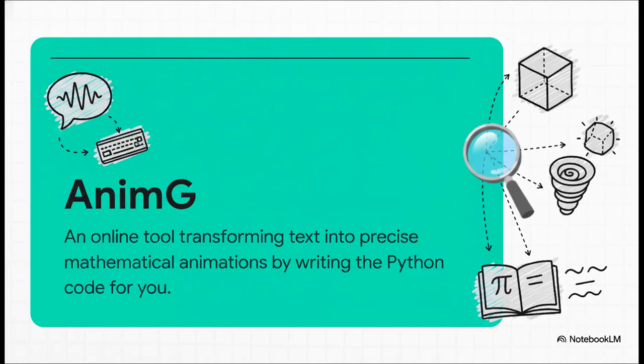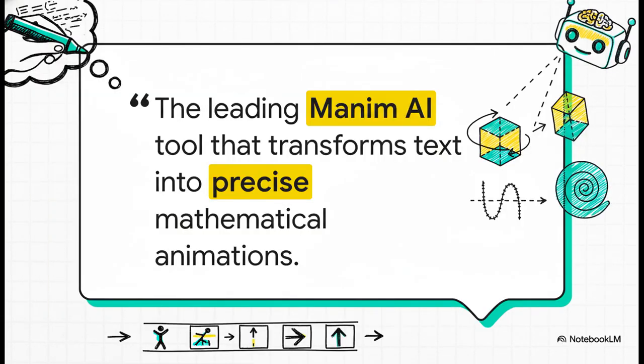So what is it exactly? Well, AnimG is this online tool that runs on a generative Manim engine. And here's the magic trick. It takes your simple text descriptions and turns them into animations by writing all of that complicated Python code for you. And yeah, they're not shy about it. It's positioned as the leading Manim AI tool out there. That's a pretty bold claim, right? But its whole purpose is to transform your words into these precise animations, basically unlocking a whole new way for people to explain their ideas.